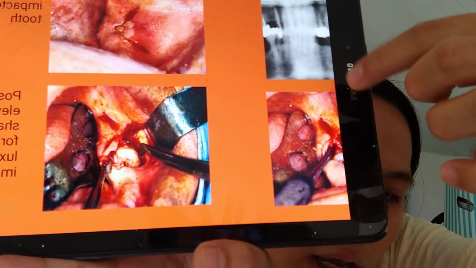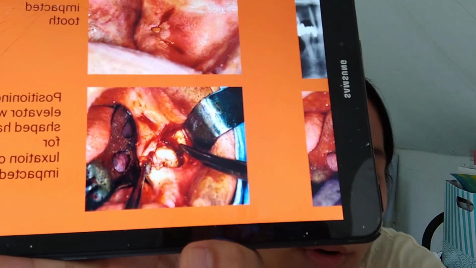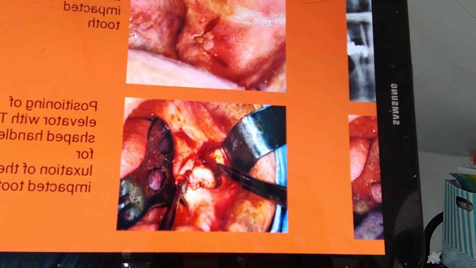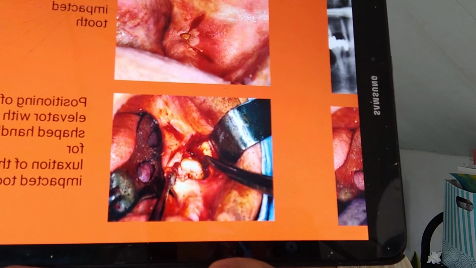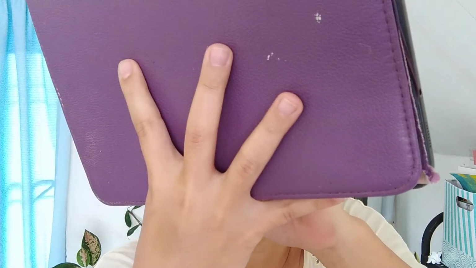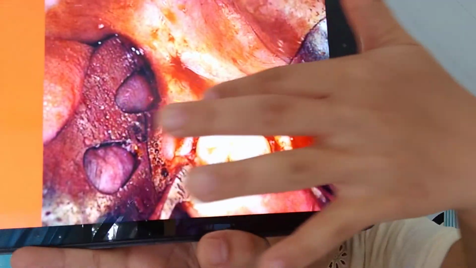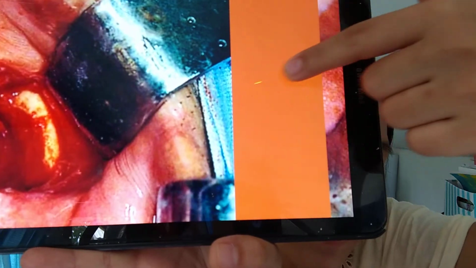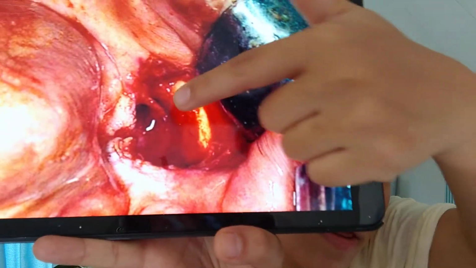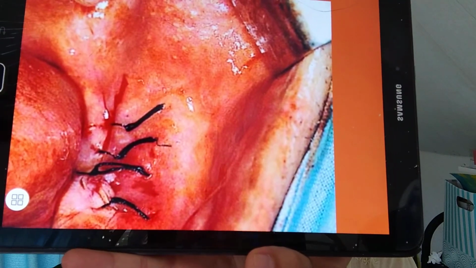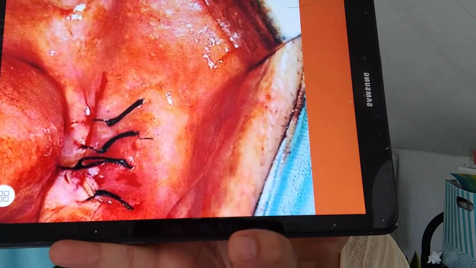So this is the creation of the flap and removal of bone from the buccal and distal aspects of the crown of the tooth. And then the removal of the tooth here, with rotation of the elevator upwards. Surgical field after the removal of the tooth, and also the surgical field after the placement of sutures.